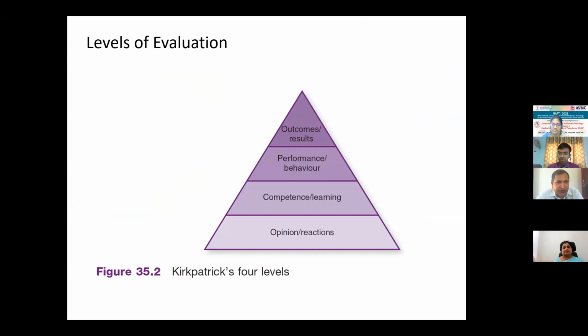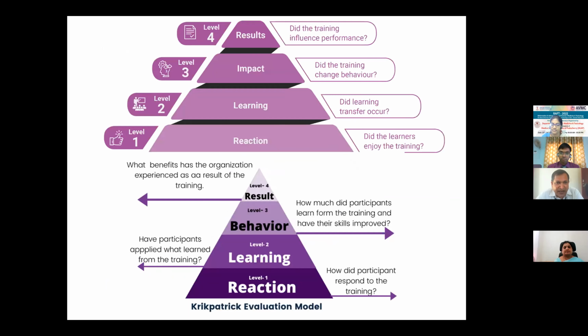Now, there are 4 types of evaluations as per Kirkpatrick's triangle. And you can see the 4 levels: reaction, learning, impact, and the results. Okay, you cannot expect everything at a time, so it will take time for the students to achieve the results.